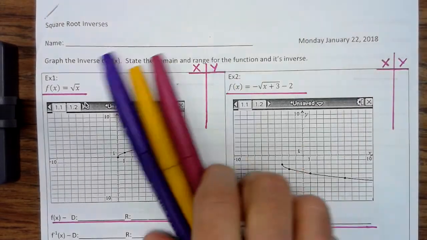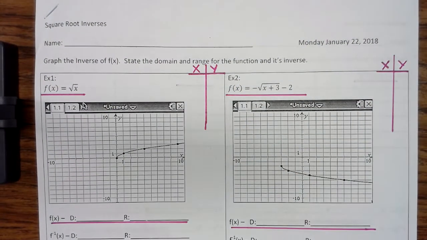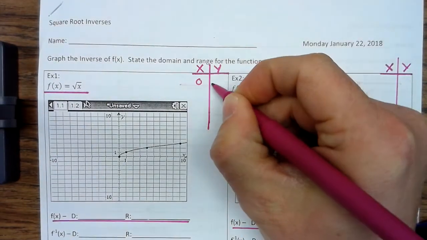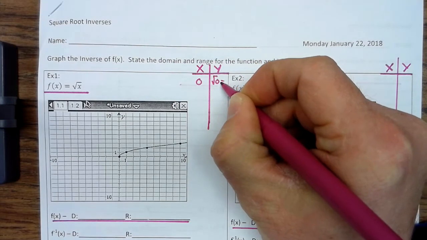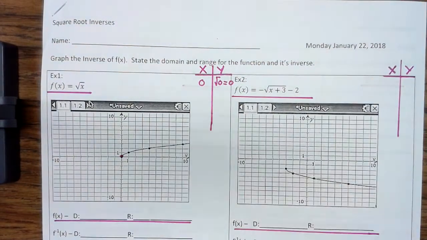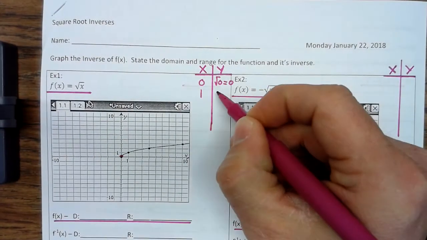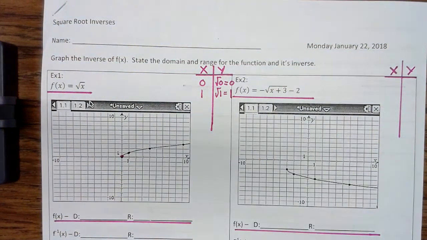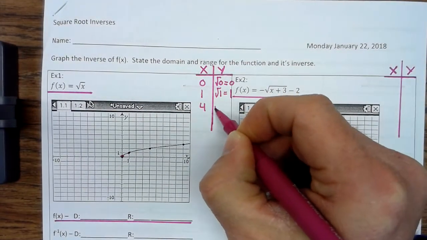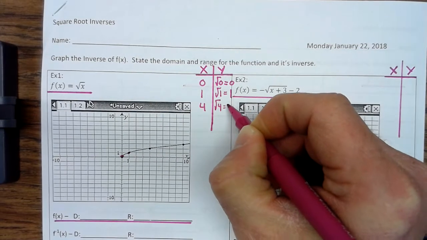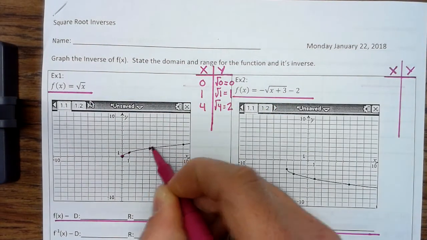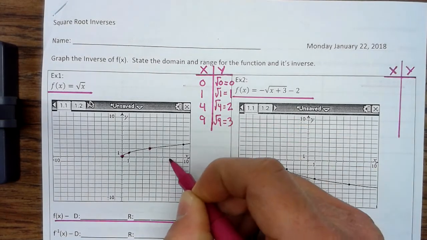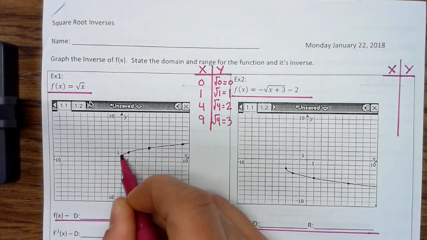Okay? All right, so with that, let's graph f of x. So let's use the x value of 0 because we know the square root of 0 is 0, so there's your first point. When x is 1, the square root of 1 equals 1, so there's 1, 1. There's your next point. The square root of 4 equals 2, so that's 4, 2. And 9, the square root of 9 equals 3, so 9, 3. So there's f of x.